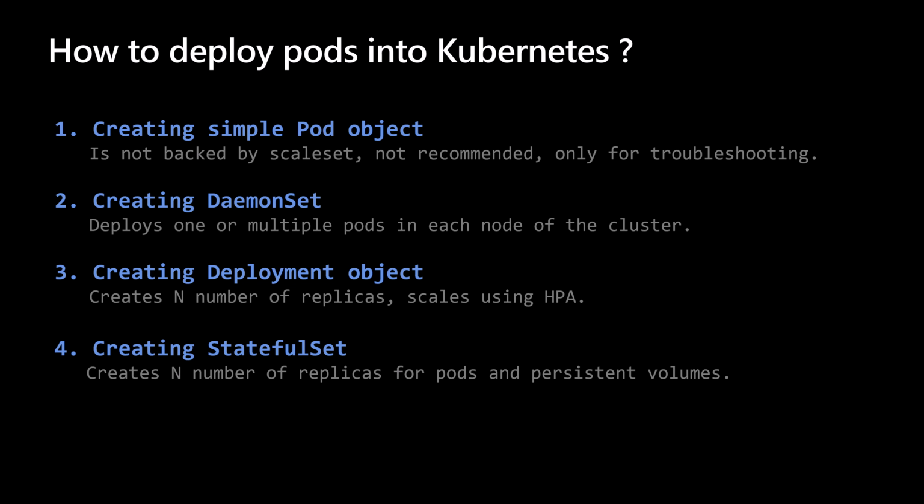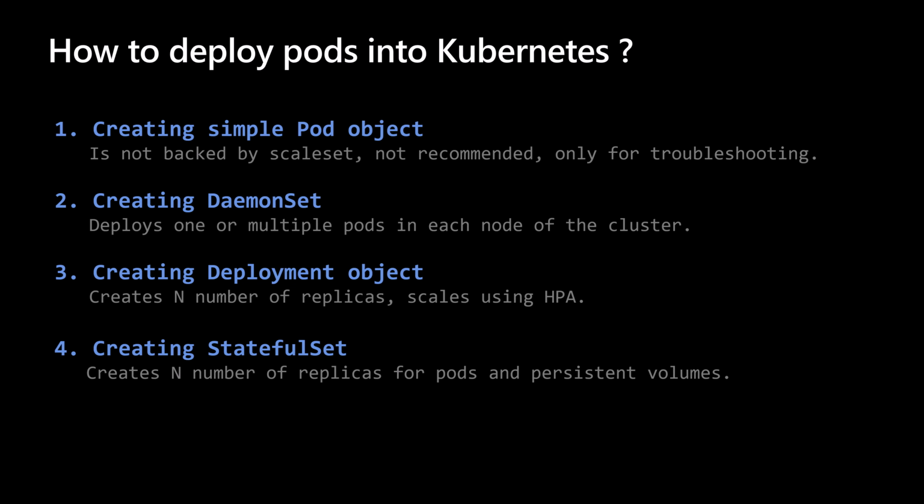The second option would be to create a daemon set. Daemon set is an object in Kubernetes that will deploy one or multiple pods in each node of the cluster. This is useful for pods that will collect logs and metrics, or that will do network policies inside your cluster.